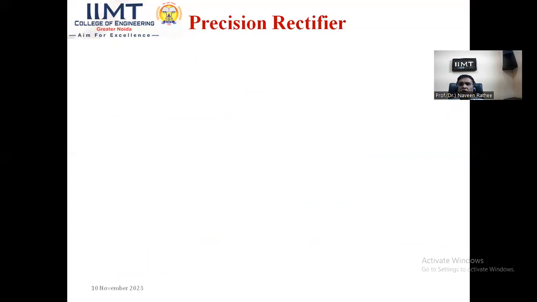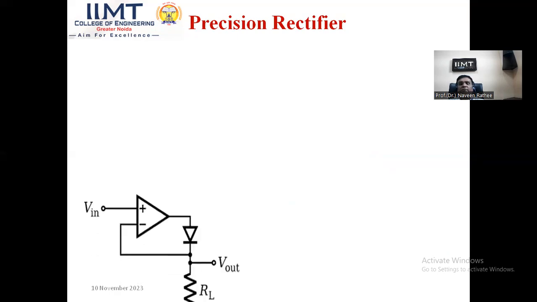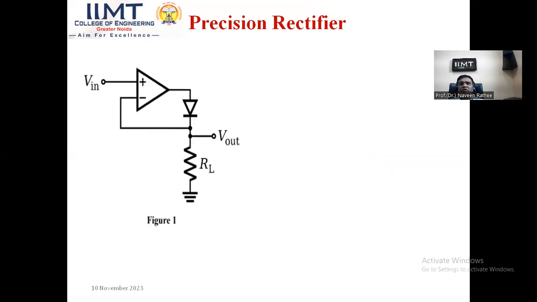So it's clear now. A precision rectifier means that along with the diodes, resistors and filters, we are also going to use the operational amplifier. Let me show you one circuit over here. In this particular circuit, you see an operational amplifier which is connected in the non-inverting configuration.